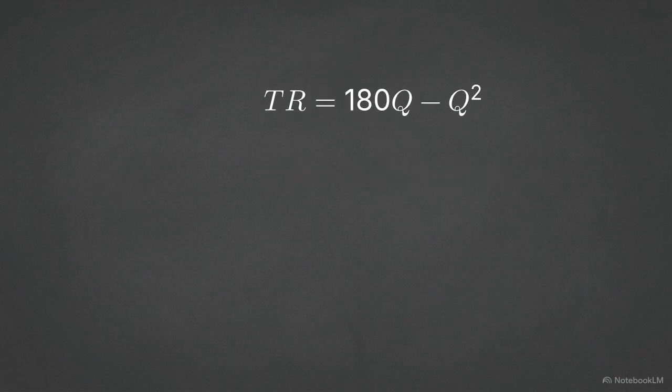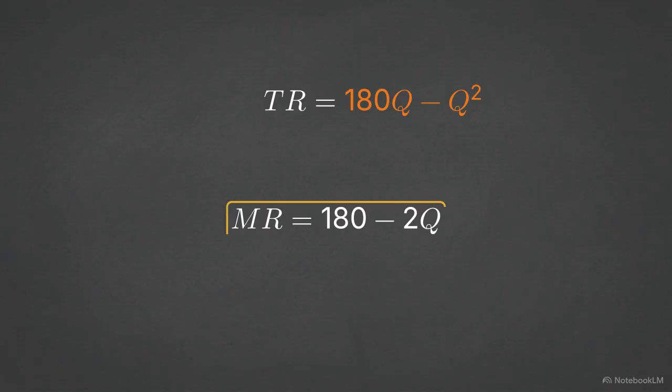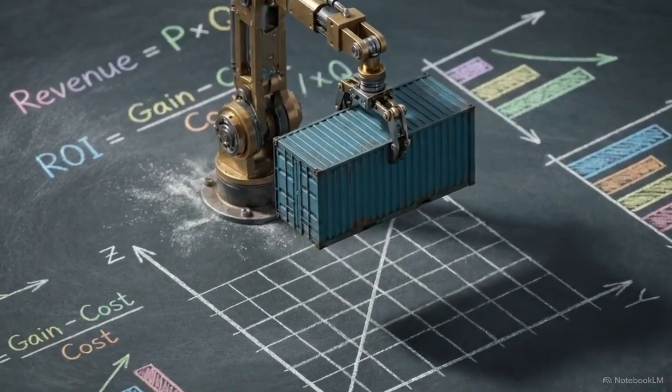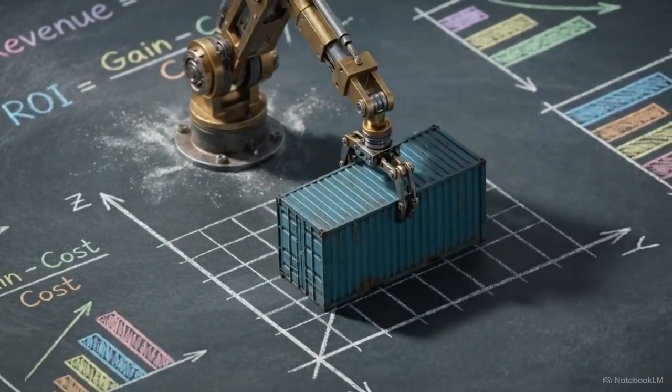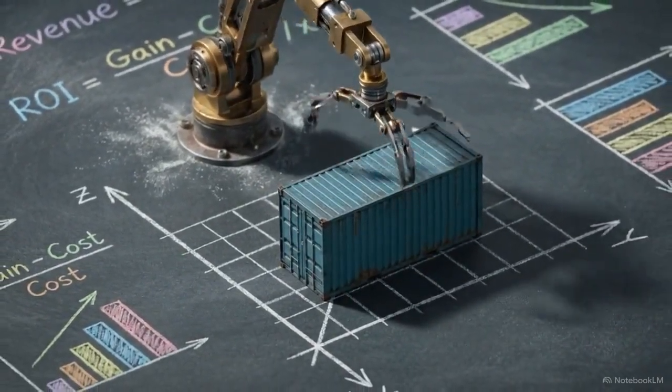Now apply the power rule. For the 180q component, the implied exponent of 1 multiplies the base, then drops to 0, leaving just 180. For the negative q squared component, we bring the 2 down to the front to form negative 2q. This leaves us with the finalized marginal revenue function, MR equals 180 minus 2q. With just 2 brief lines of algebra and calculus, we have successfully extracted the dynamic revenue value of the exact next unit produced.